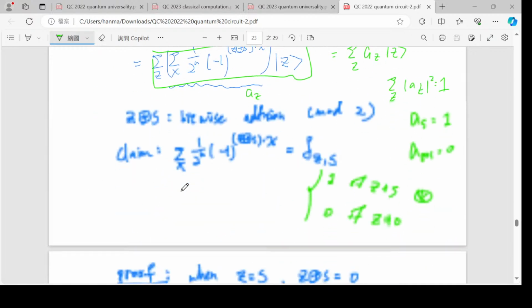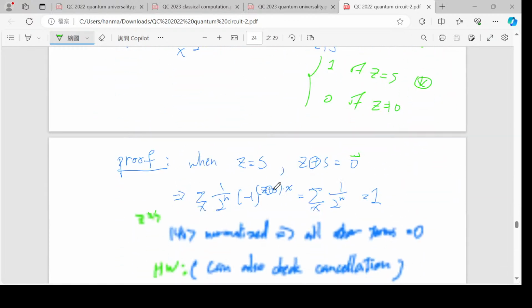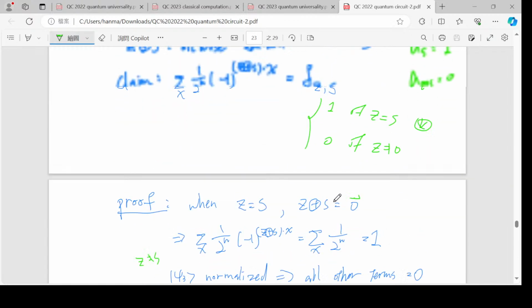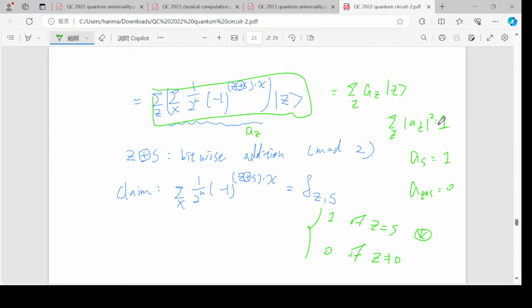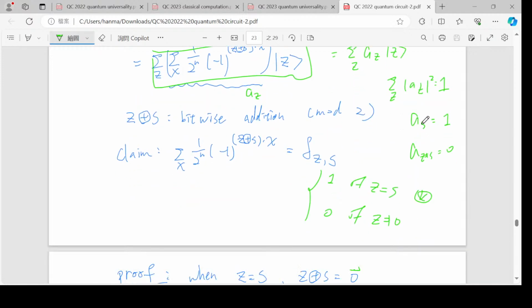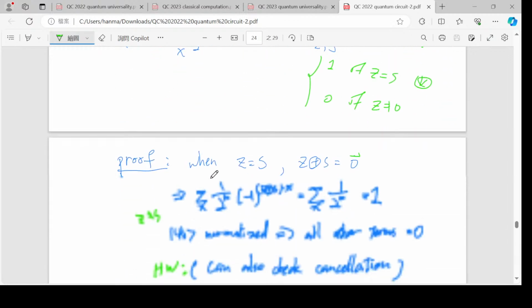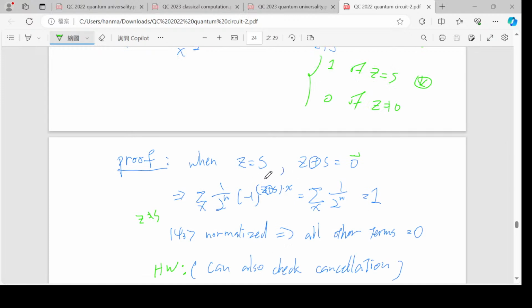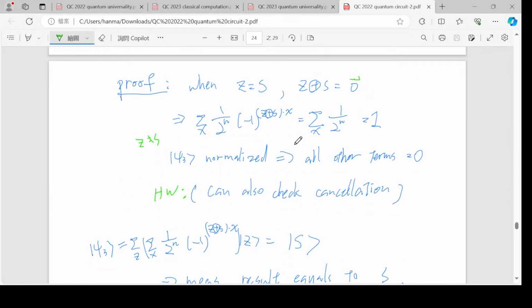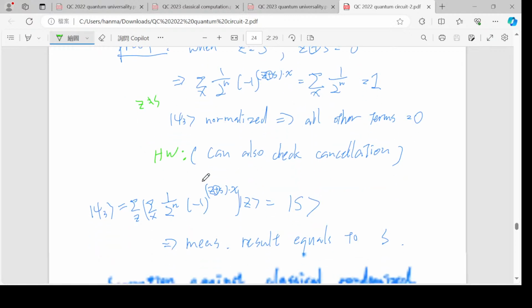We use a slightly weird trick to say all other components will cancel out. We say the z equal to s component will have amplitude 1, and the amplitudes are normalized so the sum of their squares is 1, and that means one of them is 1 and all the others are 0. You can also check directly that there is cancellation in the homework. Any questions so far?